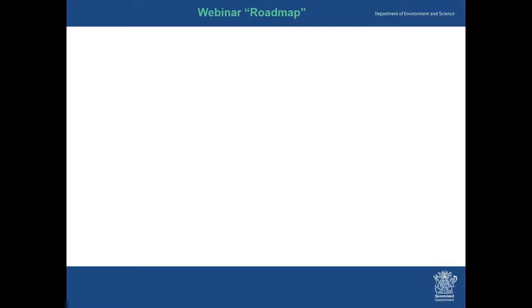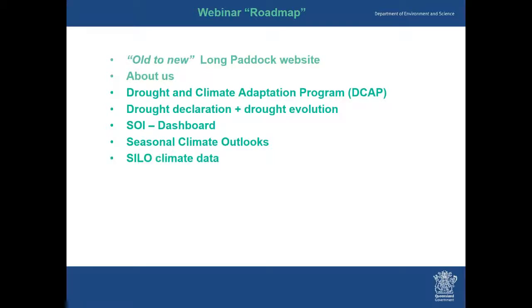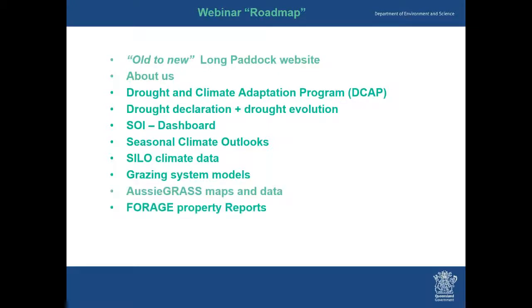So, firstly, we're going to have a bit of a rundown, a roadmap, on what we intend to discuss, and that'll be the old and the new Long Paddock front end, and the rest are the tabs that follow, naturally the pages that we'll be going through, which are about us, the Drought and Climate Adaptation Program, known as DCAP, Drought Declaration and some drought evolution sequences, the SOI dashboard, seasonal climate outlooks, the SILO climate database, grazing land systems models, Aussie grass maps and data, the FORAGE property reports, climate adaptation programs, and rainfall posters.